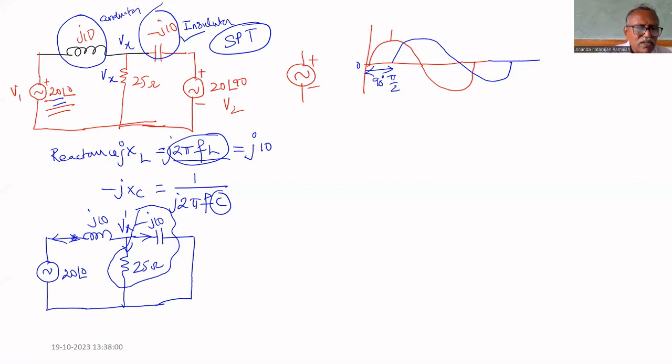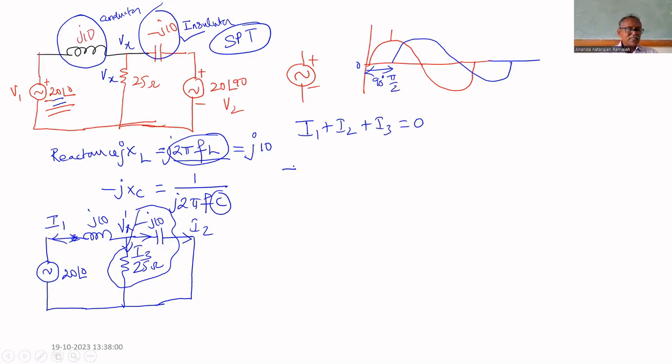Therefore, what is the current through this path? Say V dash. Let it be I1, I2, and this is I3. KCL says I1 plus I2 plus I3 equals 0. But I1 is an outgoing current, that's why we have to put a minus sign.